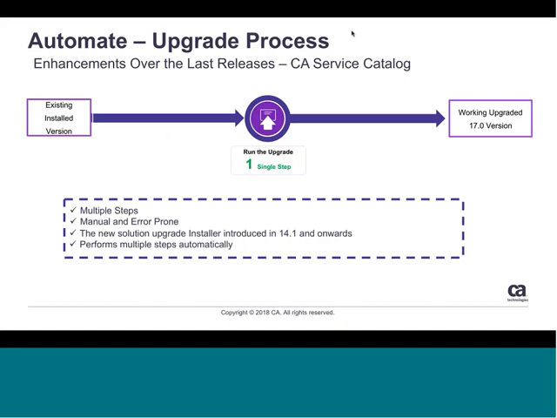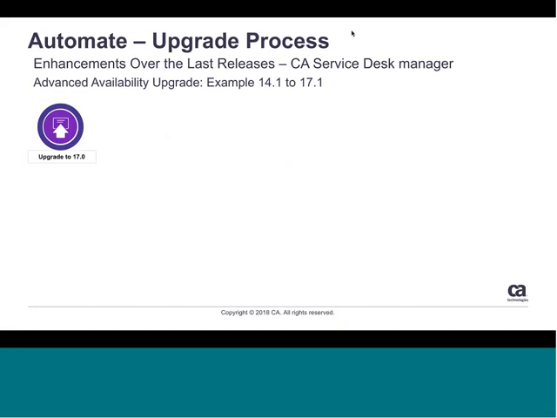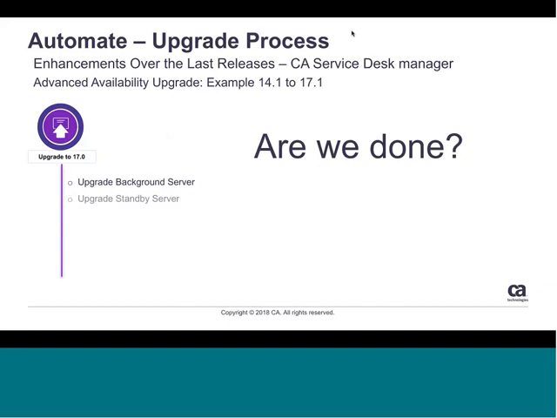Similarly, if I take the example of CA Service Desk Manager, another very useful enhancement we have done in 17.1 is automating the advanced availability upgrades. This was another challenging task. Taking an example of an upgrade from 14.1 to 17.1, the steps our customers had to follow were: you first had to upgrade to 17.0. So you upgrade your background server, your standby server, and all the application servers.